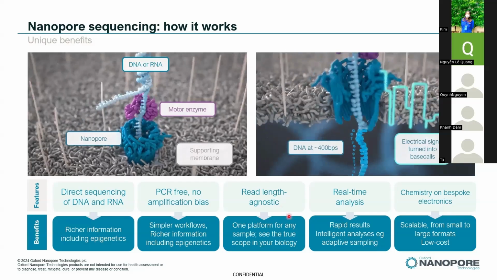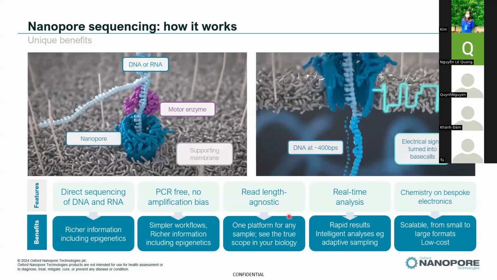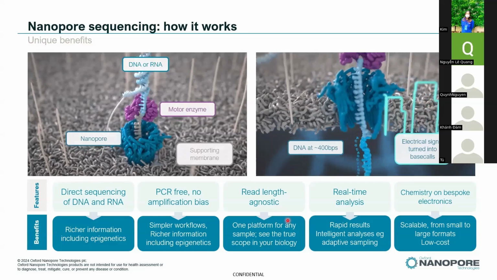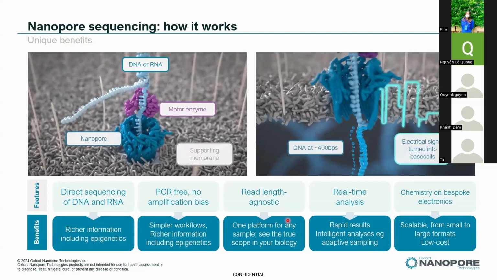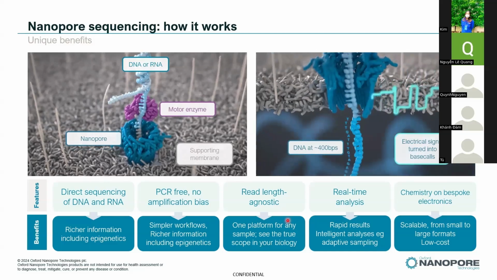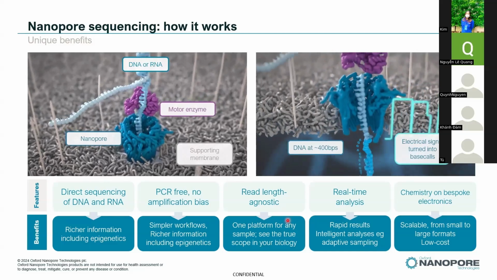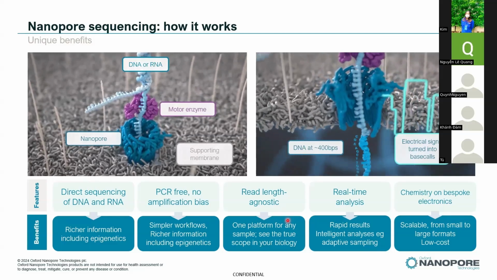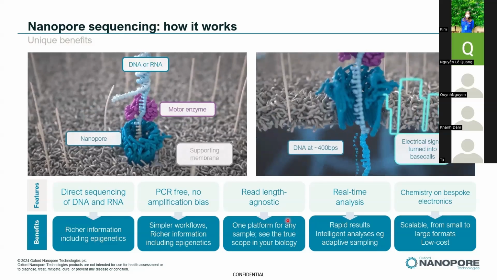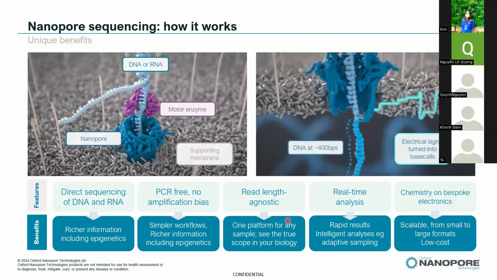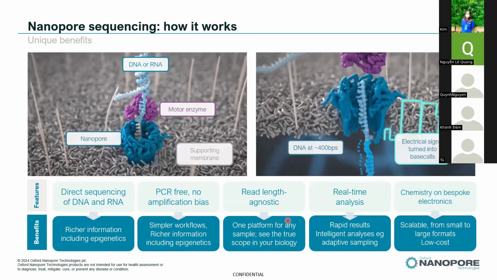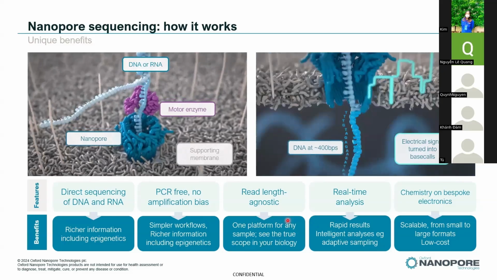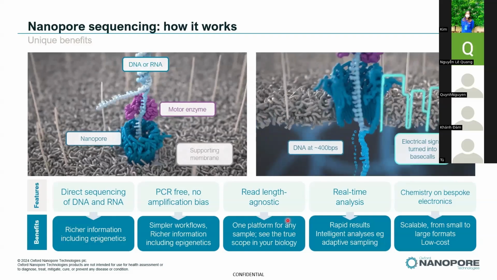So in other words, we can sequence as short as 20 bases to as long as you need. For current records, the longest single strand of DNA ever sequenced on the Nanopore platform is 4 Mb. So it really depends on the length of the library that you feed into the device, instead of having to limit what kind of length you should put into the sequencer.